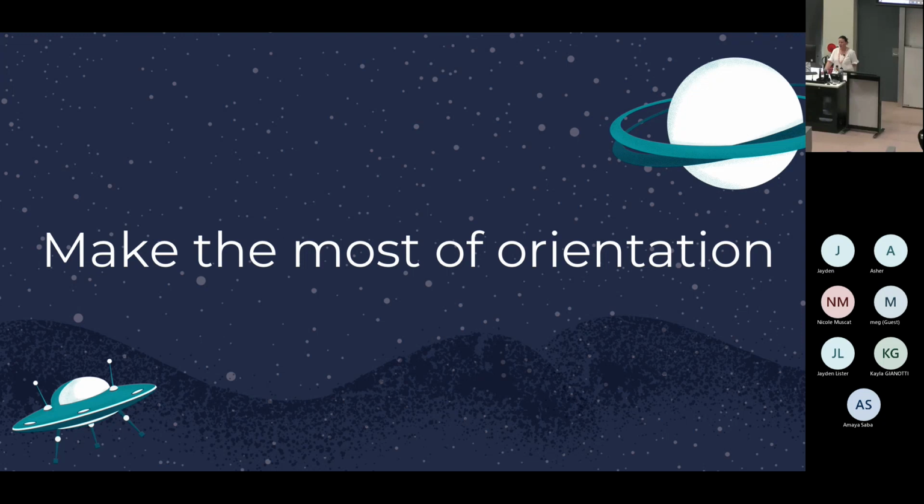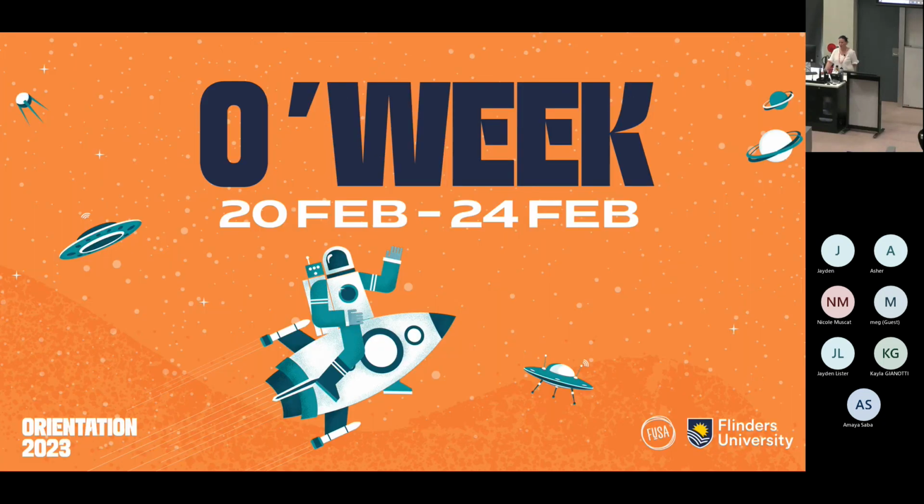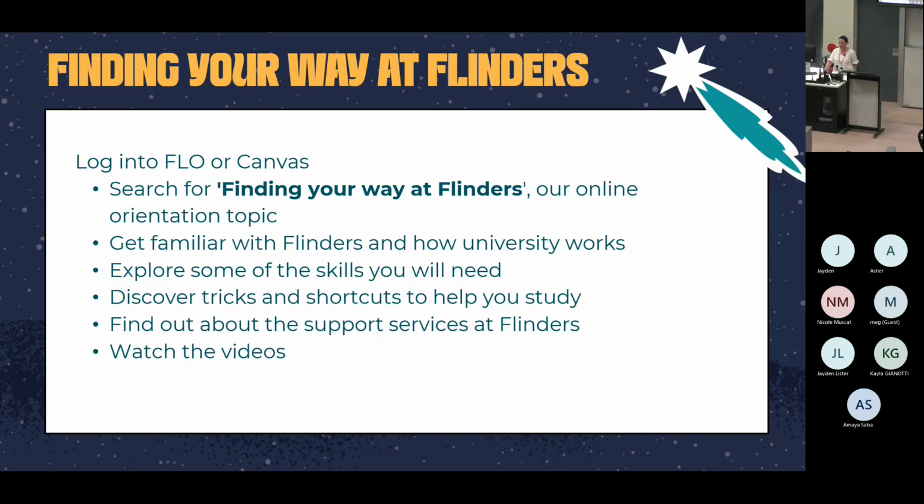So, making the most of orientation. Some important dates for you to be aware of. O Week is what we're in now, from the 20th of February to the 24th of February, this week. And then finding your way at Flinders.